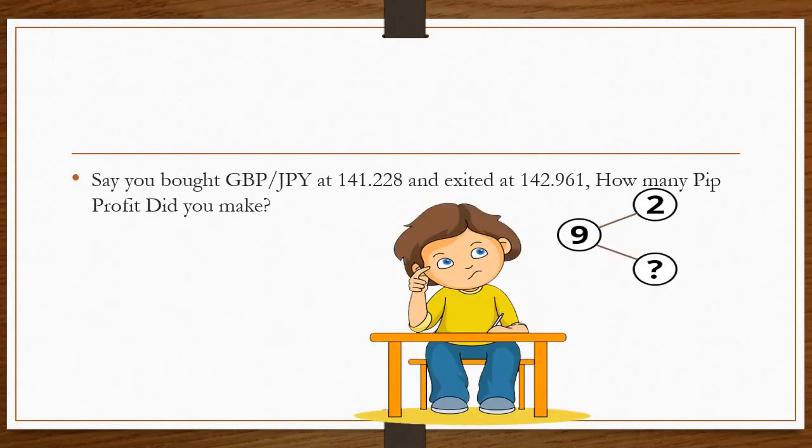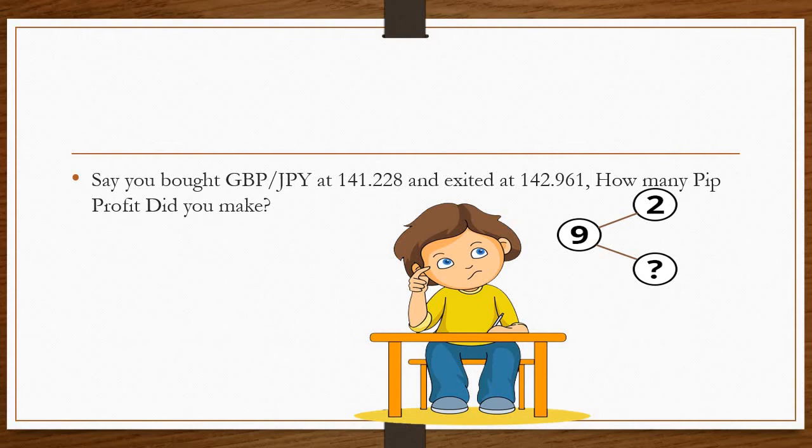So say you bought GJ, so let's take a cross now. For example, remember how we said the cross is the second digit while the currency pairs are the fourth digit. So now we're going to take a cross. So say you bought GJ at 141.228 and you exited at 142.961. How many pips profit did you make?